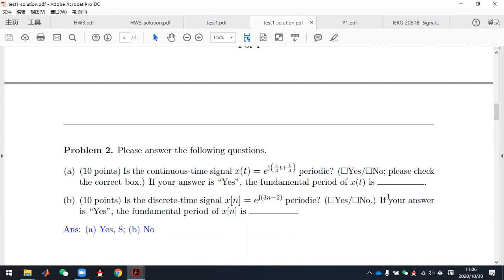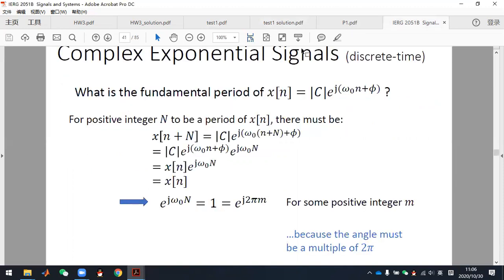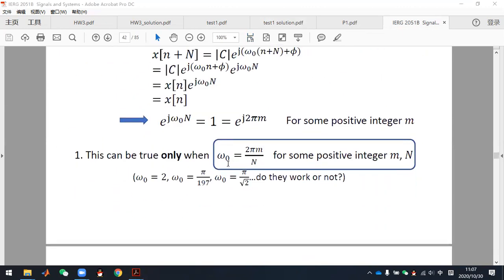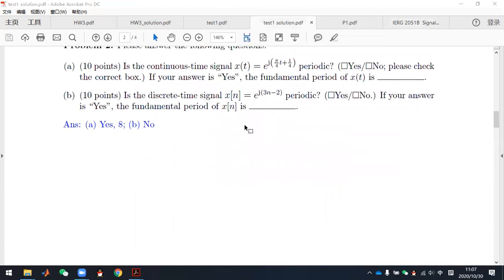You need to pay more attention to the discrete time signal to see whether the signal is periodic. Let's look at the slide here. To see whether the signal is periodic, we need to see whether omega zero can be represented in the form 2 pi m over n for some positive integers m and n. In this problem, it is impossible to write omega 0, 3 in this form, so it is not periodic.